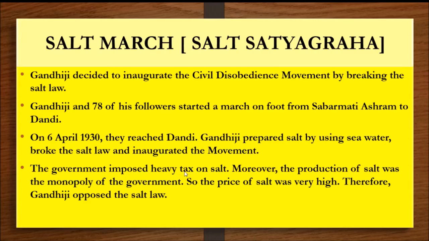The government imposed heavy tax on salt. Moreover, the production of salt was the monopoly of the government. So, the price of salt was very high, therefore, Gandhiji opposed the salt law.